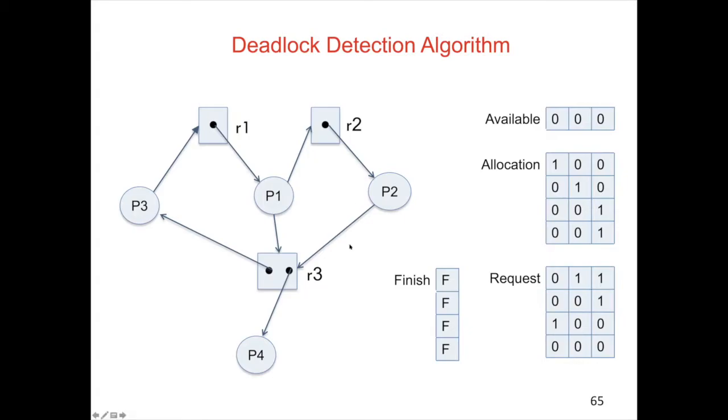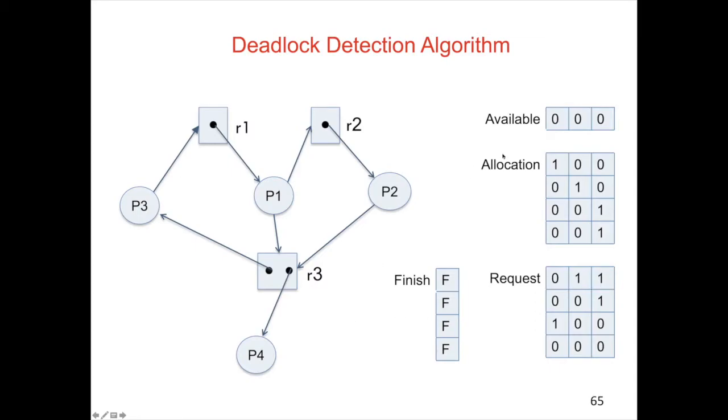Consider this graph. We have 4 processes and 3 types of resources. R1 and R2 are single instance and resource type R3 has 2 instances. Because each of the processes is allocated at least one resource, the finish values are false for each of them. If we compare to the safety algorithm, the only difference is this part here. If a process is not allocated any resource, the corresponding value will be true. The rest of the algorithm is the same.